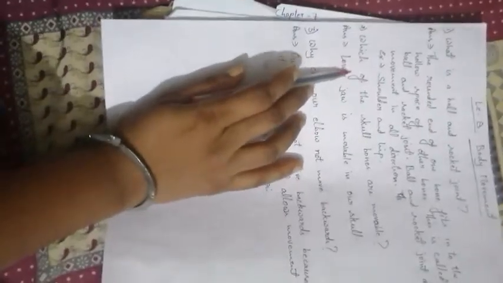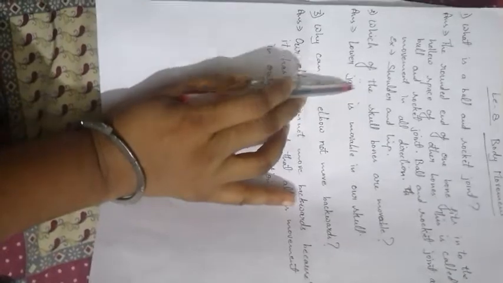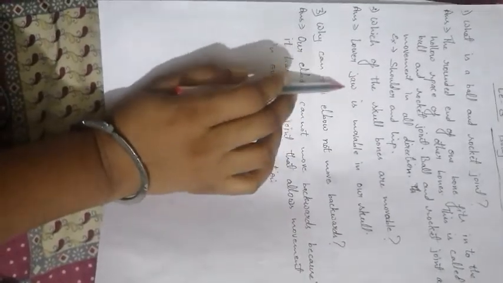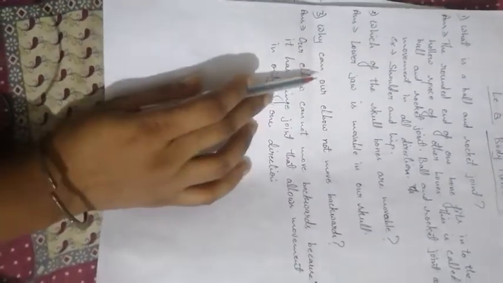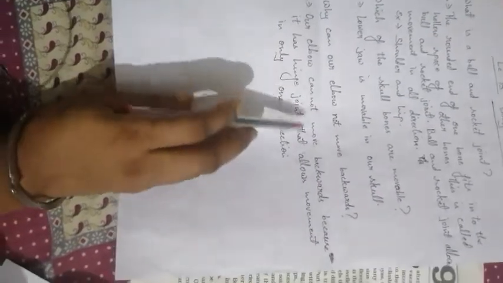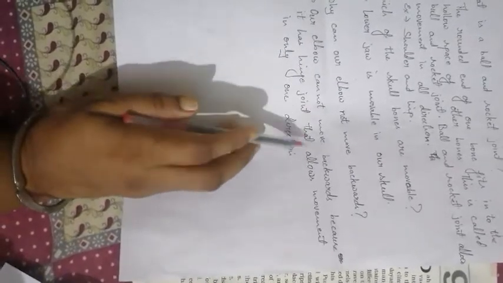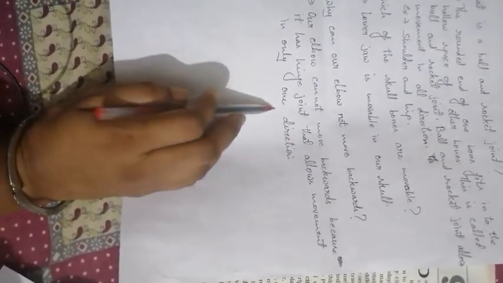Example, shoulder and hip. Next, which of the skull bones are movable? Lower jaw. In the skull bones, only lower jaw is movable. Next, why can our elbow not move backward? Our elbow cannot move backward because it has hinge joints that allow movement only in one direction.